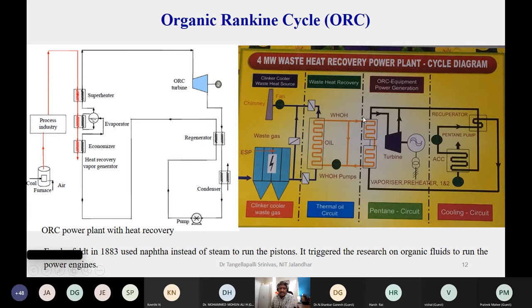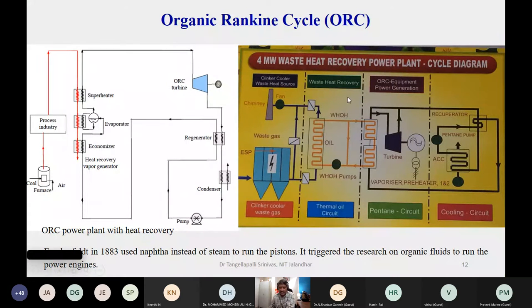So this is one of the drawings, a case study drawing collected from Andhra Pradesh. This is a 4 megawatt plant. This is a diagram, and you can see the different circuits here. The first one is the source, the energy source. This is the cement factory, Ultratech, yeah, the cement factory name. This is Ultratech in Tadipatri, south Andhra Pradesh.